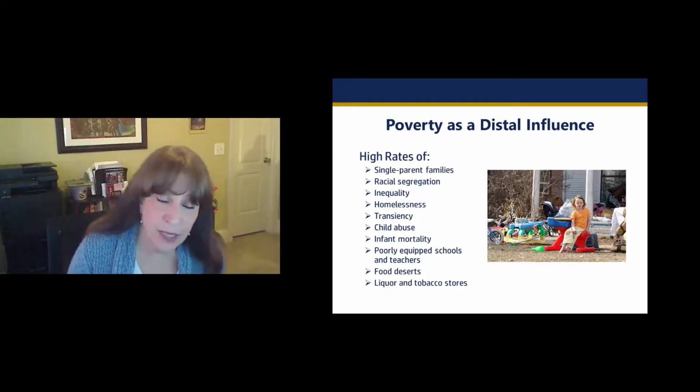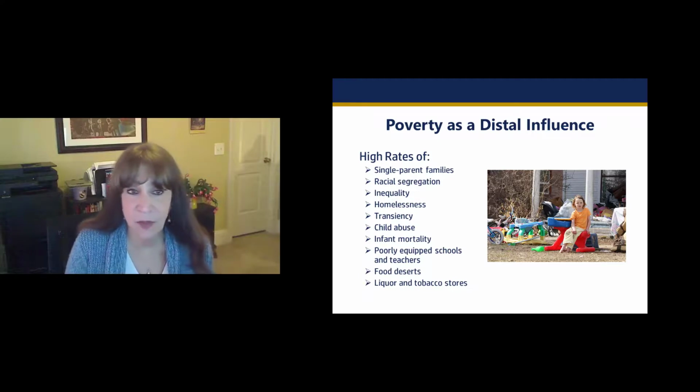I said previously that I was going to talk about poverty as a distal influence. Poverty, I'm bringing to light because it is such a strong predictor of substance use disorder and other problems. And it's that distal influence. This just describes what there are high rates of in the overall environment, in their prevailing environment. You're very aware of this.